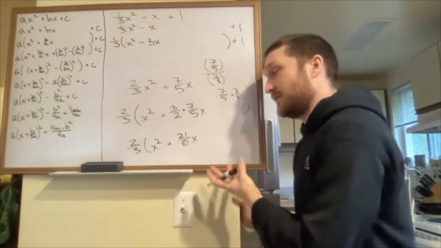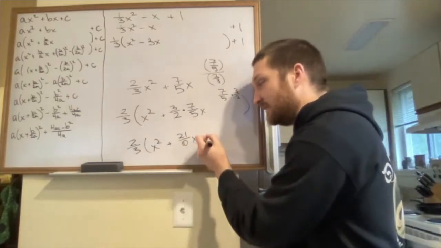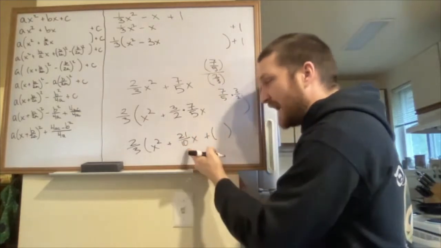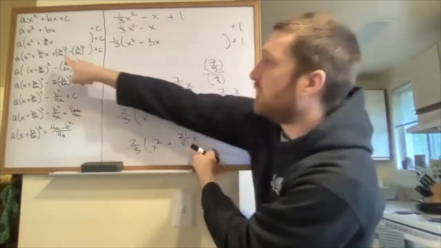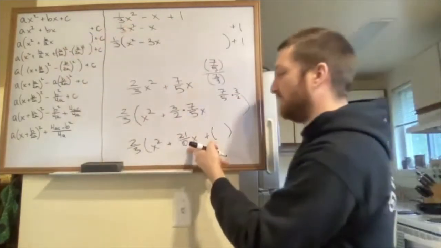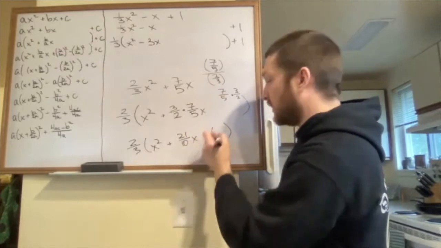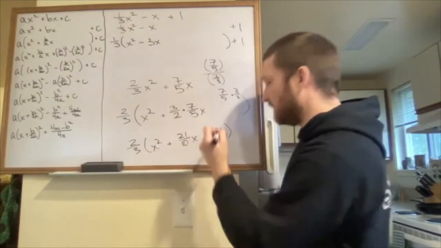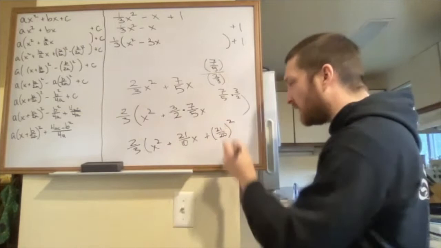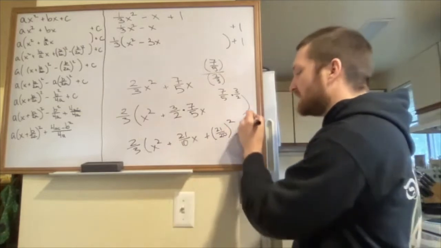Just to finish this up, we take half of that. How do we take half of that? Well, multiply the bottom by 2. Half of that would be 21/20, I guess. Yep, that's half of that. And then we take it and square it, minus it off. But that's not what we're doing right now.